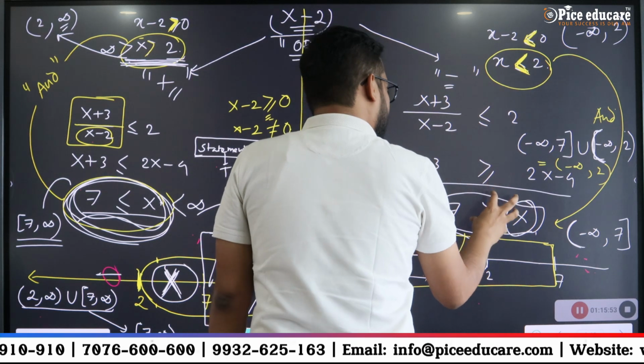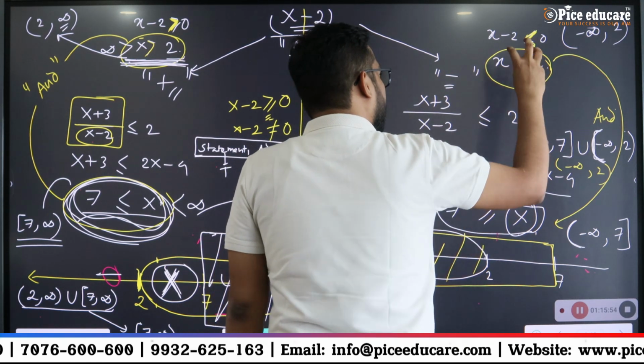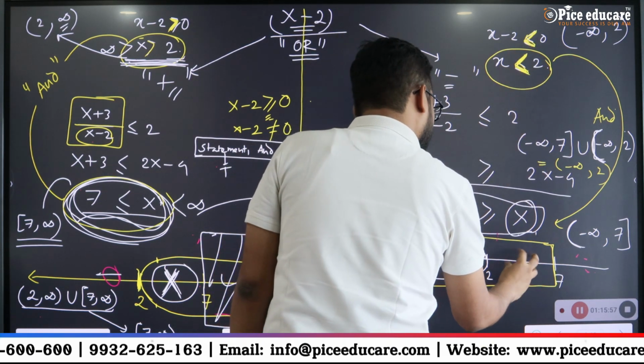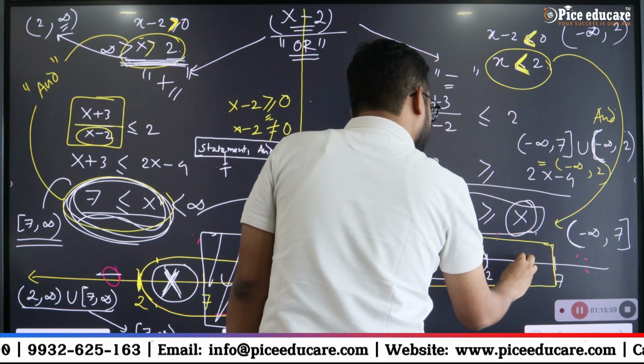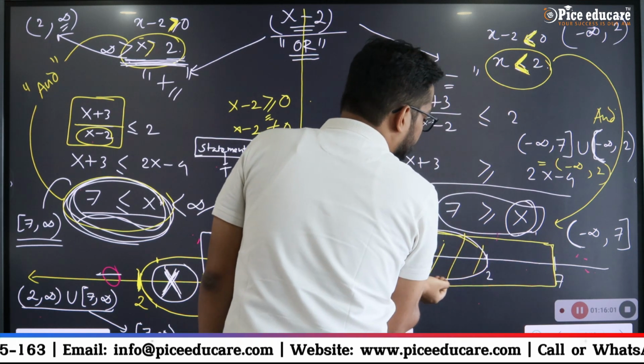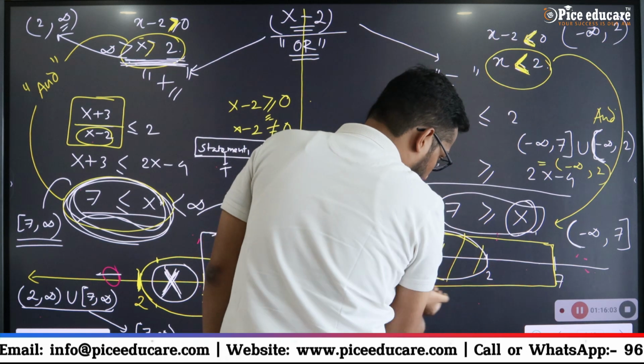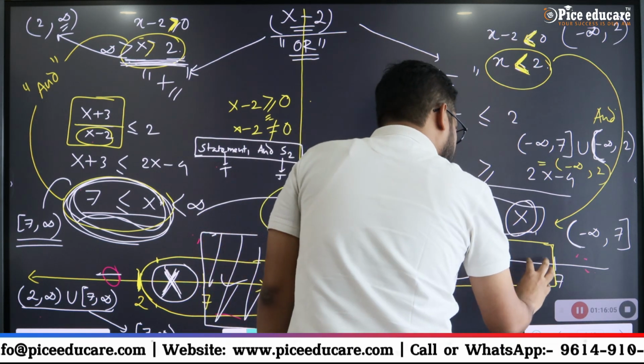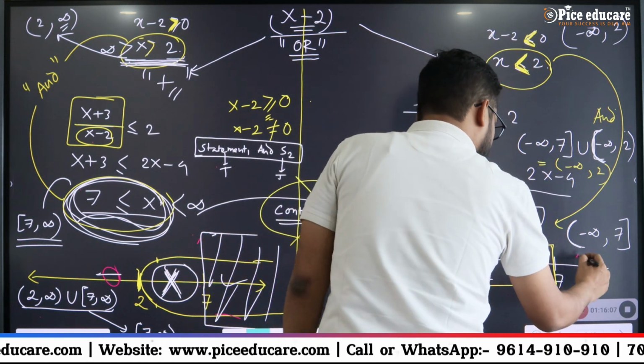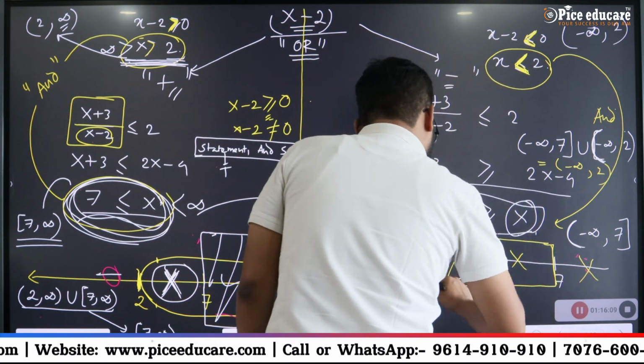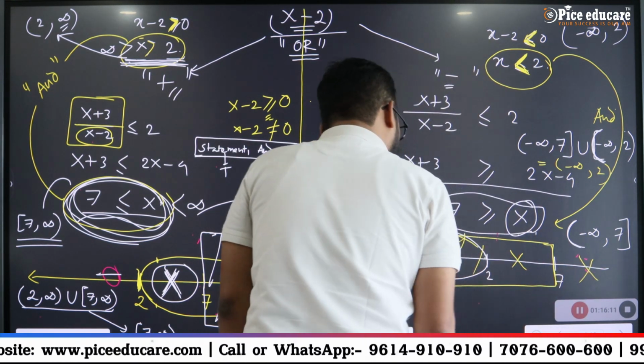But we came to this conclusion only when we started from here. So if I take a number from here, it will be less than or equal to 7, but it will not be less than 2. That's why this region we have to discard. So the only acceptable region for x is this.